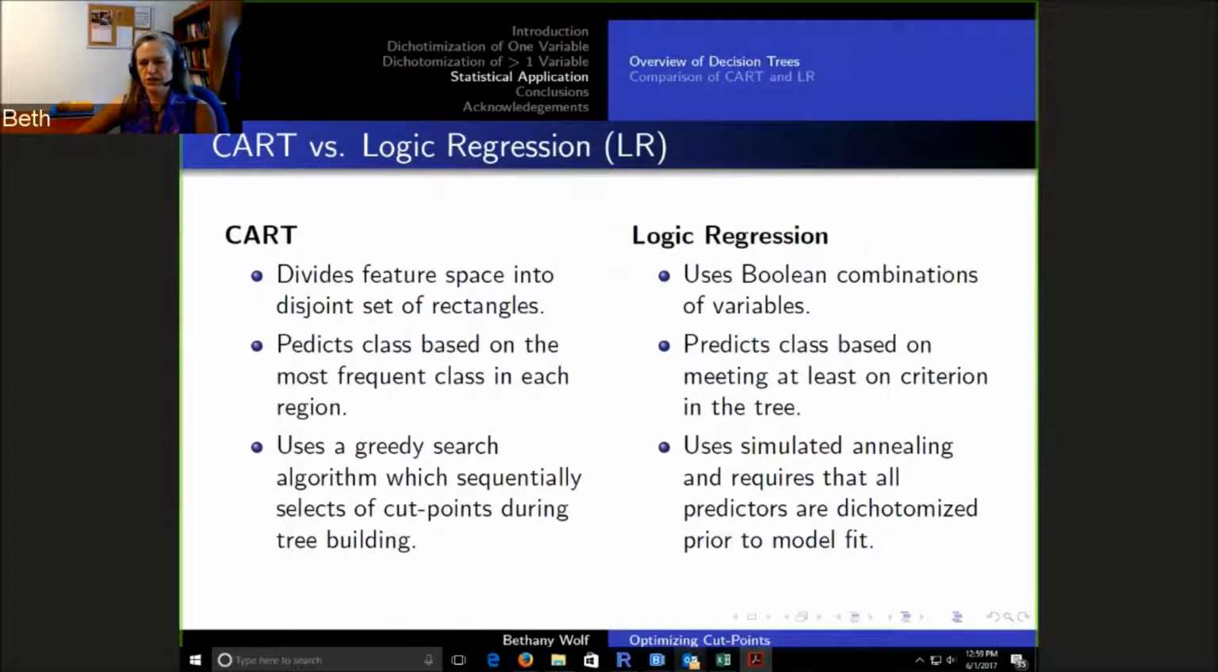Now, logic regression, which was developed in 2005, uses logical combinations, Boolean, so ands and ors, combinations of variables to build its tree, and predicts class based on meeting at least one criteria in the tree. And it uses something called simulated annealing. The problem is it requires that all predictors are dichotomized prior to model fitting. So CART dichotomizes as it's building, logic regression dichotomizes beforehand. Or, well, you have to dichotomize beforehand, and then logic regression can fit it.